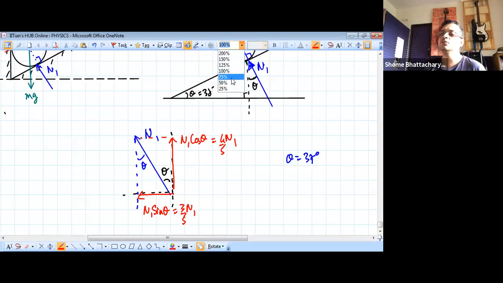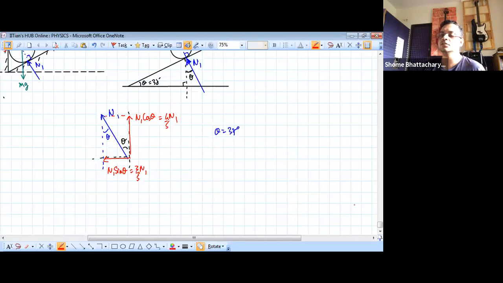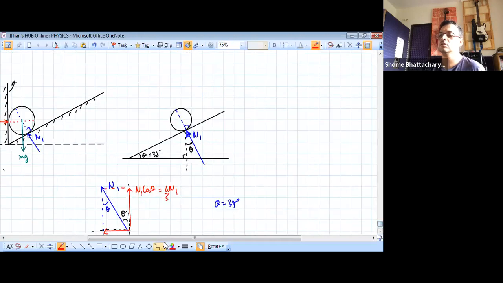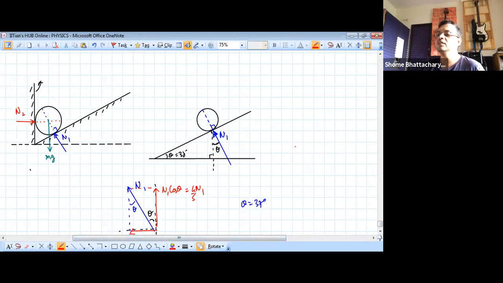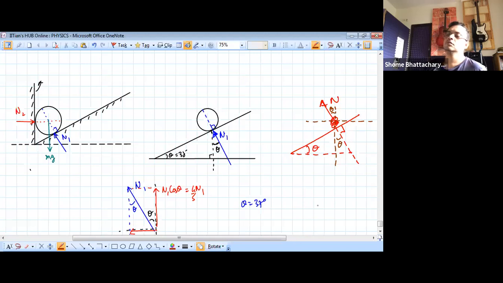So pay very close attention to this diagram to understand the resolution. Whenever we have an inclined surface like this, any object kept on it has a normal reaction acting along this line. If this angle is theta, then this angle will also be theta. Just remember this as a simple rule of thumb.